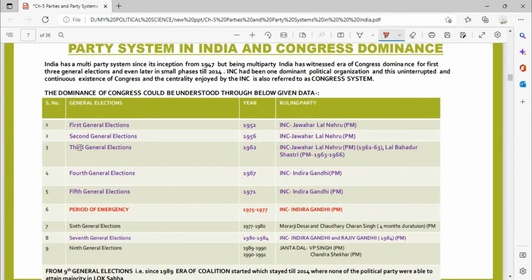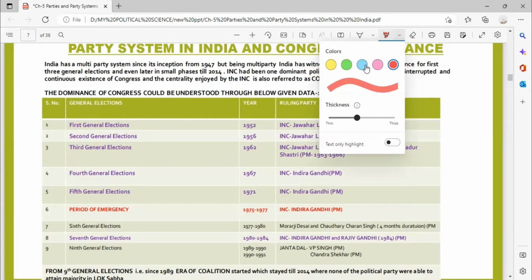That means till 2014, there was one single party which dominated and ruled the country in elections. The Indian National Congress has been the dominant political organization, and this uninterrupted and continuous existence of Congress and the centrality enjoyed by the INC is also referred to as the Congress system. Sometimes you are asked a one-marker question: what is the Congress system? So let me just mark it.